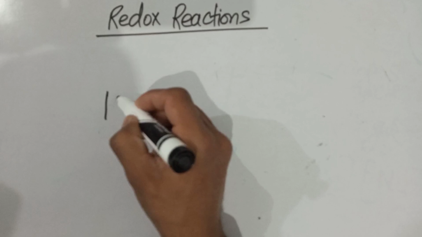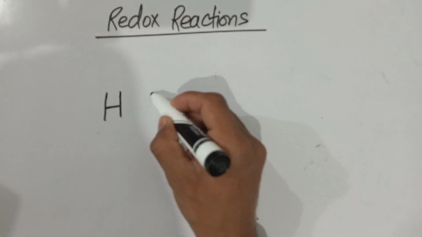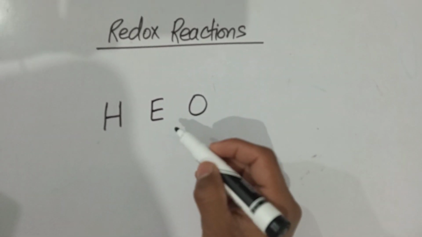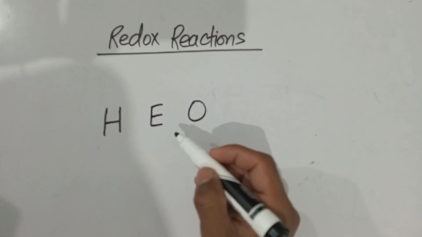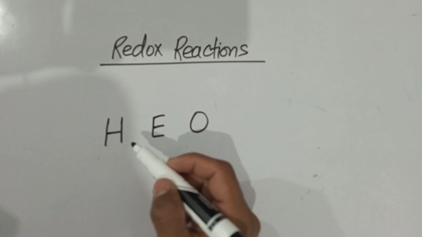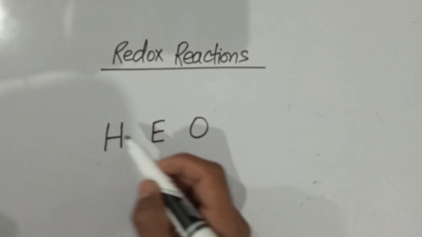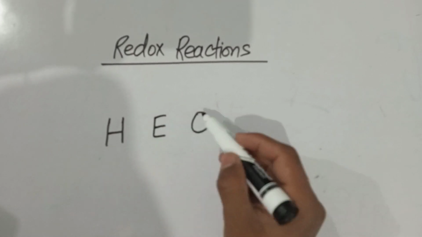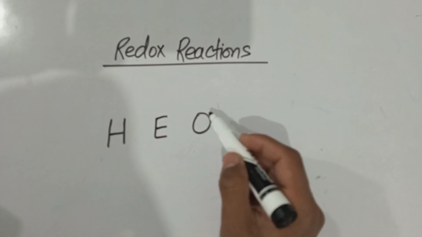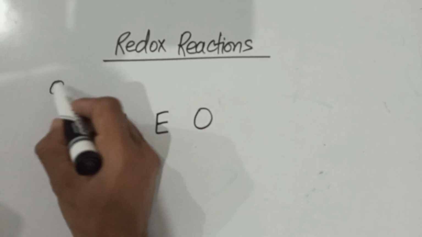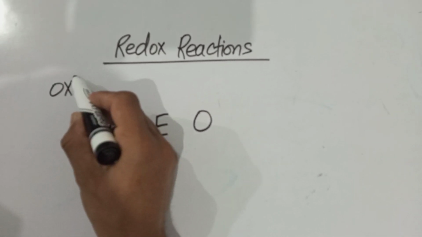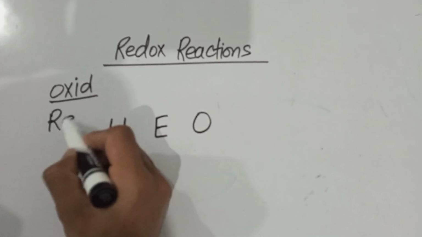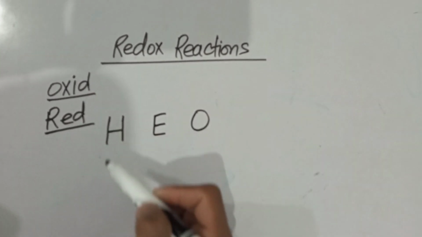Here I am writing hydrogen, electron and oxygen, because redox reactions are carried out through three steps. Number one, through hydrogen, number two, through electron, and number three, through oxygen. For this purpose you can write here OXID for oxidation and RED for reduction.